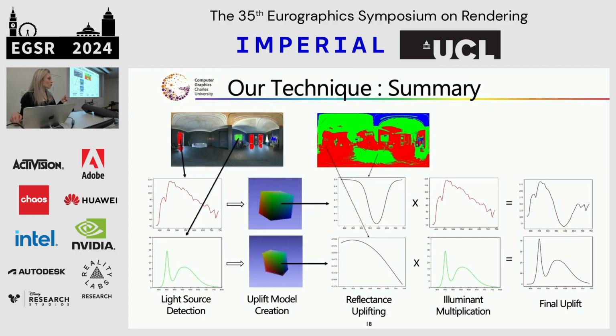And for every pixel, we find the cluster the pixel belongs to. We find the reflectance uplift model for this cluster. We use this to uplift the reflectance of the pixel. And to get the final uplift, we multiply it with the emission spectrum, as you can see on the right.